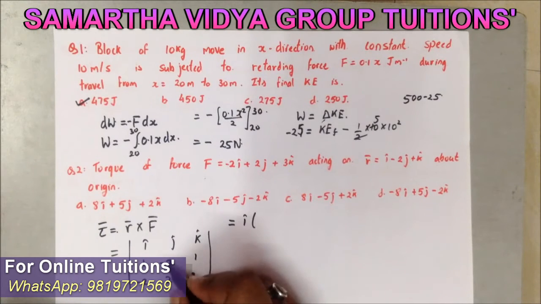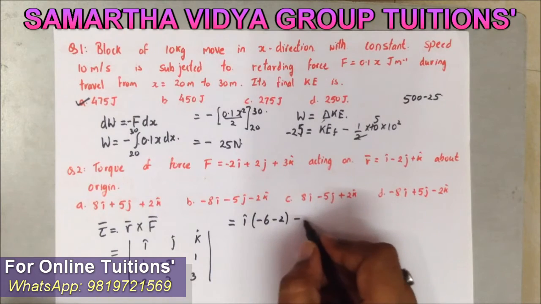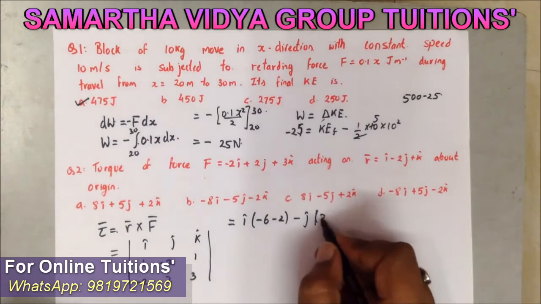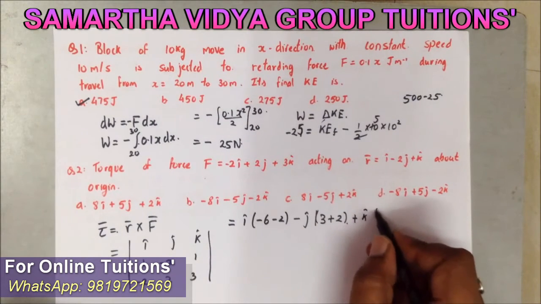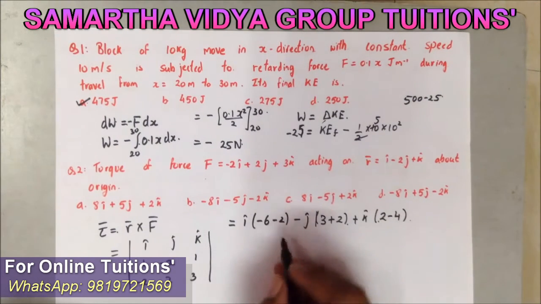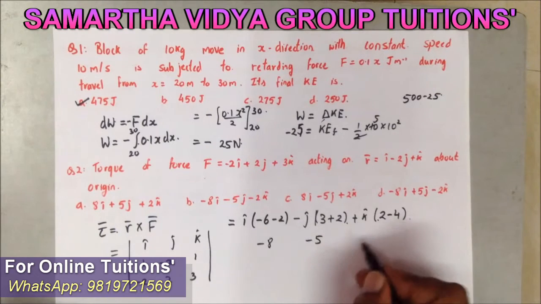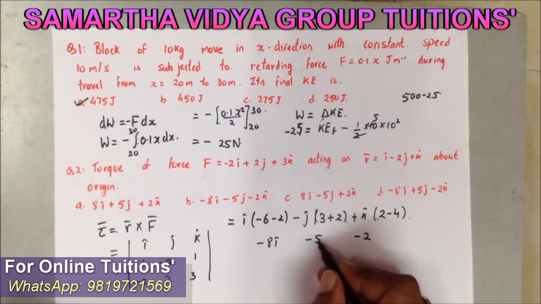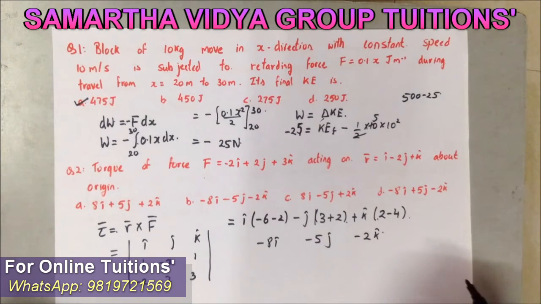So into this is going to be minus 6 minus 2, minus j into this product, that is 3 plus 2, and plus k into, it's going to be 2 minus 4. So we are getting this as minus 8, this is minus 5, and this is minus 2. So it is minus 8 i cap, minus 5 j cap, and minus 2 k cap, which is nothing but your option.